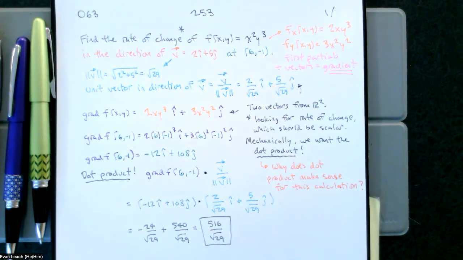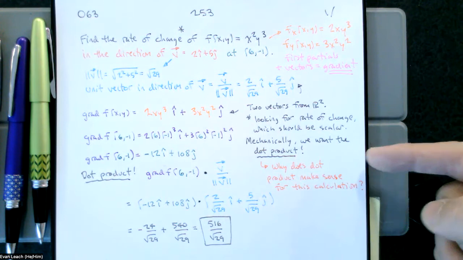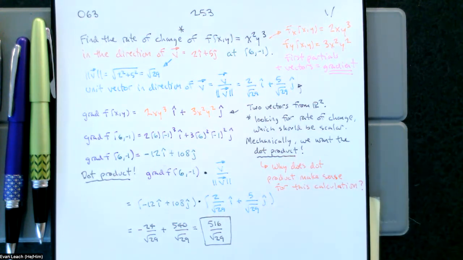So we got two vectors from R2. We are looking for a rate of change, which is a scalar. This tells us to use the dot product. I can take these two vectors, combine them, and come up with a scalar. On the list of things that we can do with two vectors that will produce a scalar, that's the only thing we got. So by process of elimination, mechanically, dot product is the only thing that we can do. So we find the dot product and we come up with a scalar.